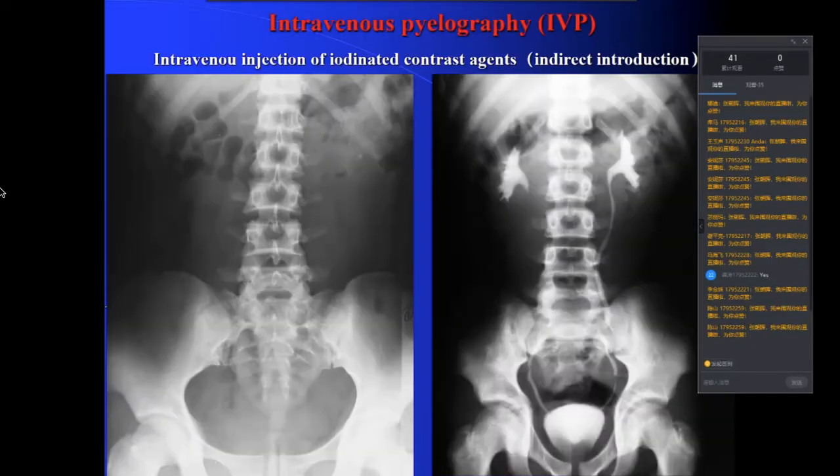And this is an example of intravenous pyelography. The image on the left is the plain film of the abdomen before injection of contrast agent, and the image on the right is a film of the abdomen obtained about 18 minutes after injection of contrast agent. On this image, the collection systems of the bilateral kidneys, ureters, and the bladder are filled with contrast agent and displayed clearly. I think it's easy for you to understand, right? Okay.